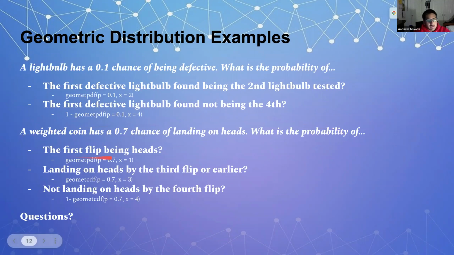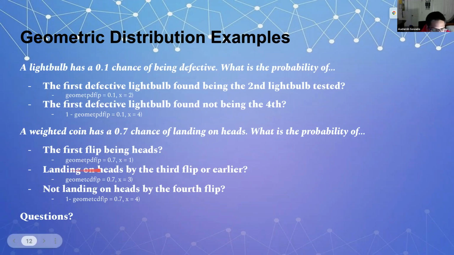All right, next, a weighted coin has a 0.7 chance of landing on heads, just like we said last time. What is the probability of the first flip being heads? In other words, it only takes us one trial for a success. So we do geometPDF. 0.7 is the probability of success, and the X value is 1, because trial number 1 is where we have our first success, and it's really just 0.7.